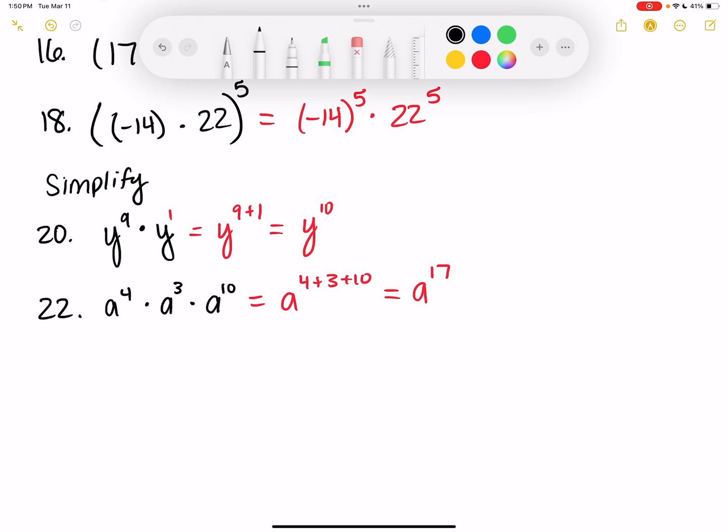So then what is 8? Number 24. y to the 4th in parentheses raised to the 6th. We multiply them. So this is y to the 4 times 6, or 6 times 4, however you want to write it. So that's y to the 24. Easy.